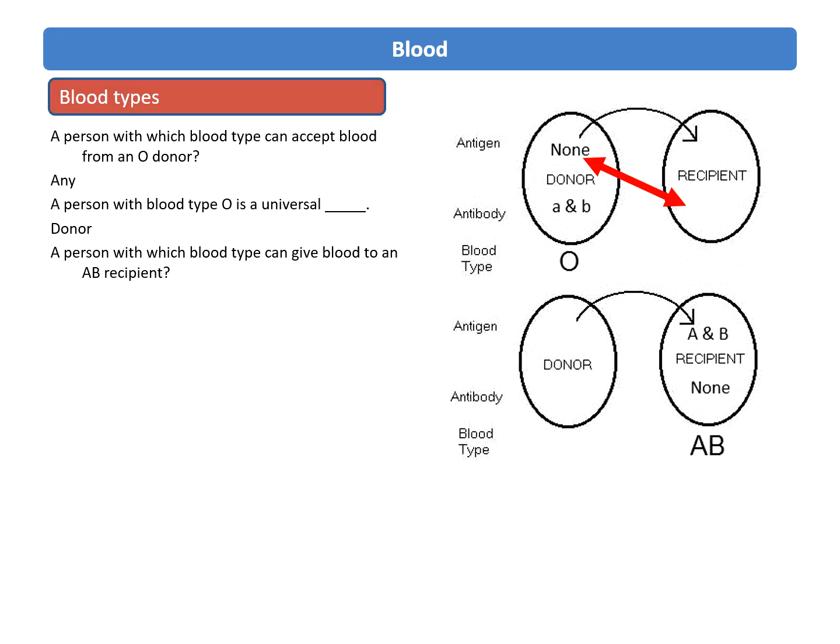A person with which blood type can give blood to an AB recipient? Well, the AB recipient has no antibodies. Therefore, whatever antigen is present on the donor's red blood cells will find nothing to react to. So an AB person can accept from any donor, and a person, therefore, with type AB blood is a universal recipient.